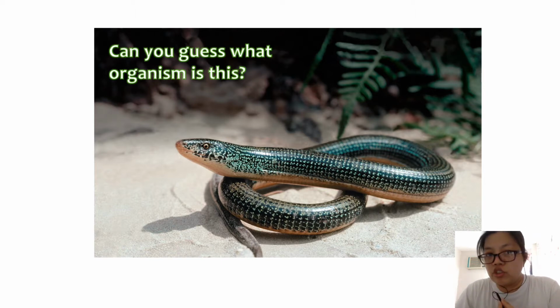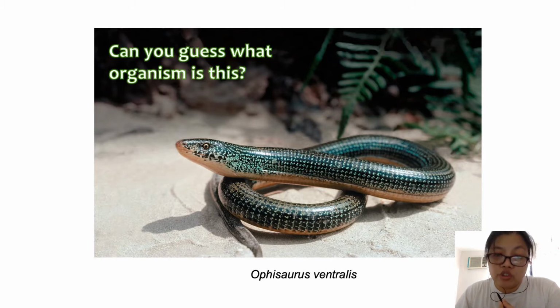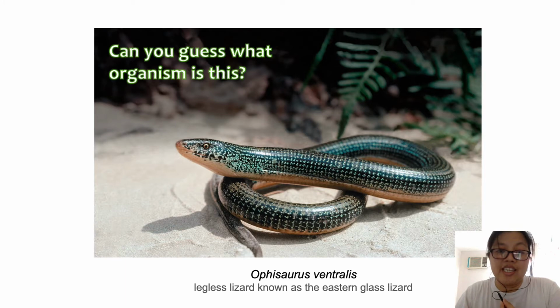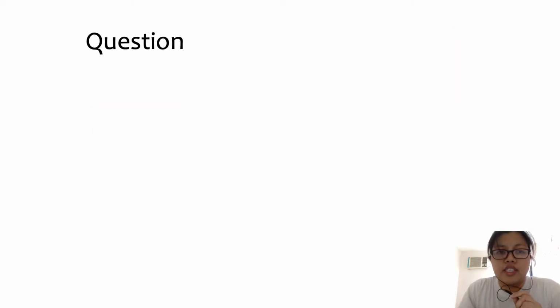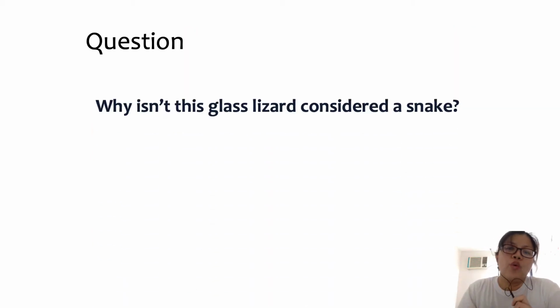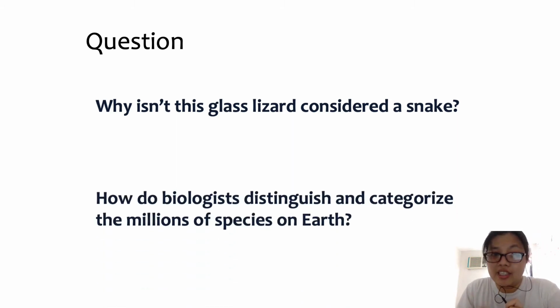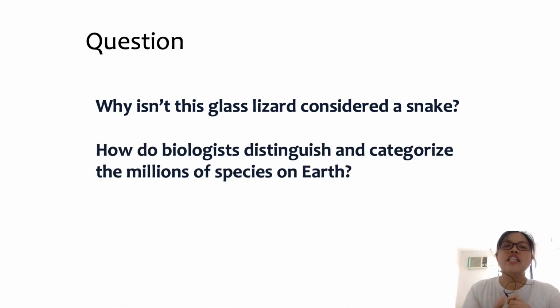Can you guess what this organism is? This organism looks like a snake, di ba? Sa itsura niya, it looks like a snake. But it's actually Ophisaurus ventralis, which is a legless lizard, also known as the eastern glass lizard. Now, some might ask, why isn't that glass lizard considered a snake? And how do biologists distinguish and categorize millions of species on Earth?